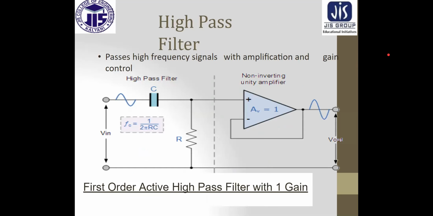Next is high pass filter. See the circuit arrangement. Here it is just opposite to the low pass filter. In high pass filter, what happens? The capacitor and resistor change their position from the low pass filter.